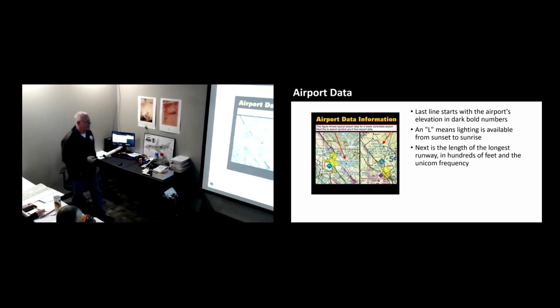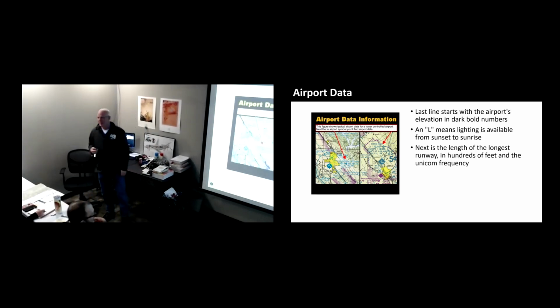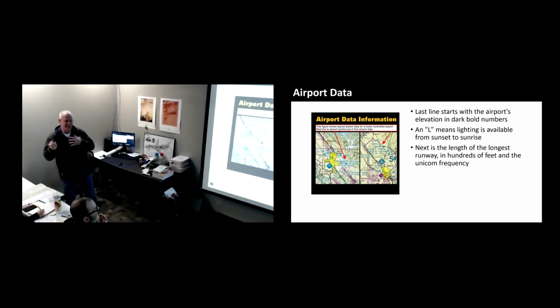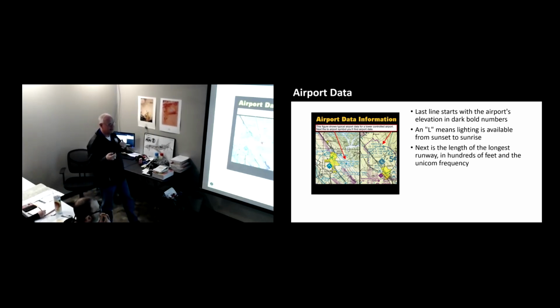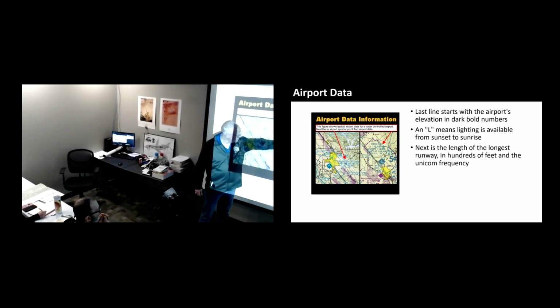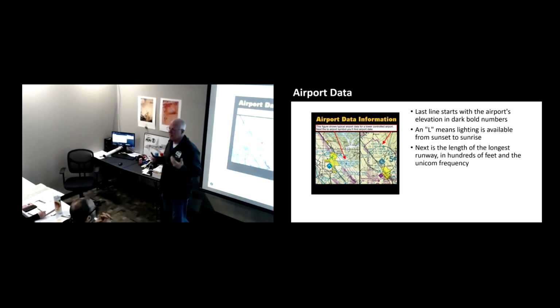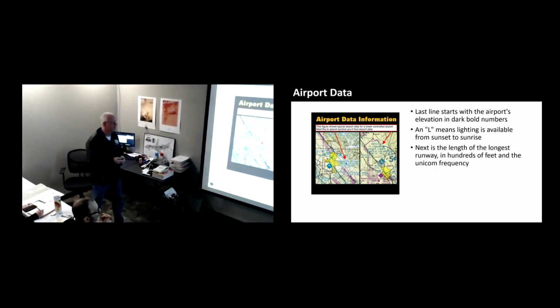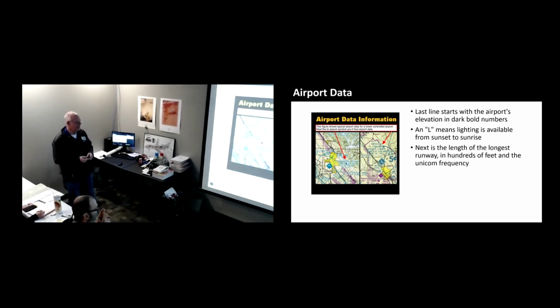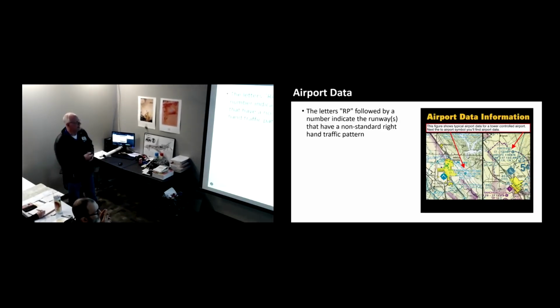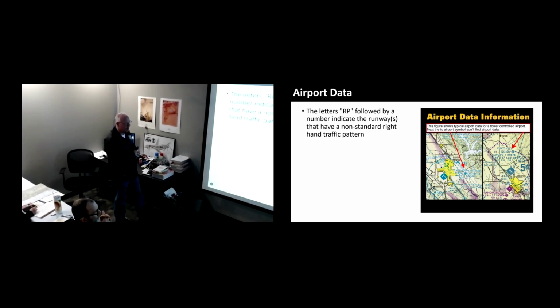Okay. Next to the lighting symbol is the number 67 for Chico on the right hand side. That just means you're going to see there the length of the longest runway in hundreds of feet. So in this particular case, the longest runway at Chico is 6,700 feet. If there's multiple runways, it's only going to indicate the length of the longest runway at that facility. And then next to that is the frequency, Unicom. Now underneath, you see RP.